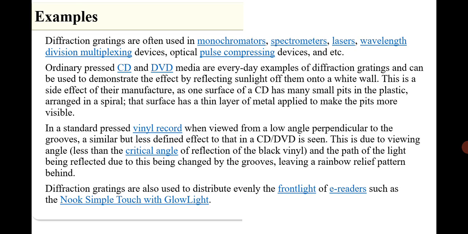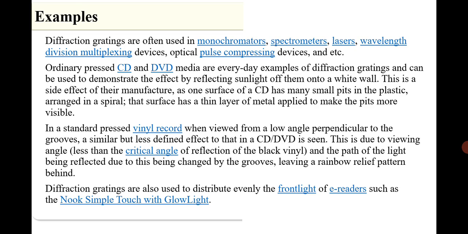This is a side effect of their manufacture, as one surface of the CD has many small pits in the plastic arranged in a spiral. The surface has a thin layer of metal applied to make the pits more visible. In a standard pressed vinyl record, when viewed from a low angle perpendicular to the grooves, a similar but less defined effect to that in a CD or DVD is seen.